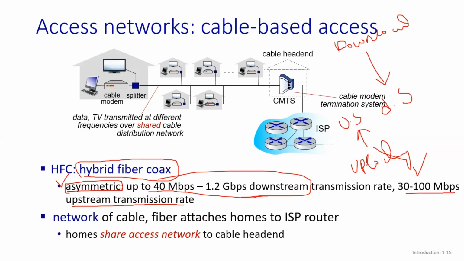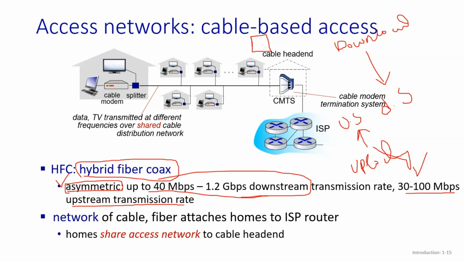So moving forward, network of cable fiber attaches homes to ISP routers. As I've already told you, from this cable head end to that residential access point, we have fiber optics. That access point is not drawn in this picture, but it's present. It's drawn in the picture given in your book, so I would suggest you read the book to better understand this concept.